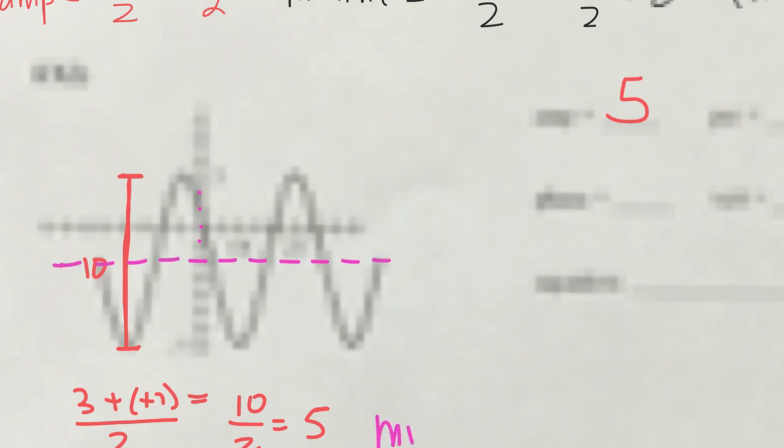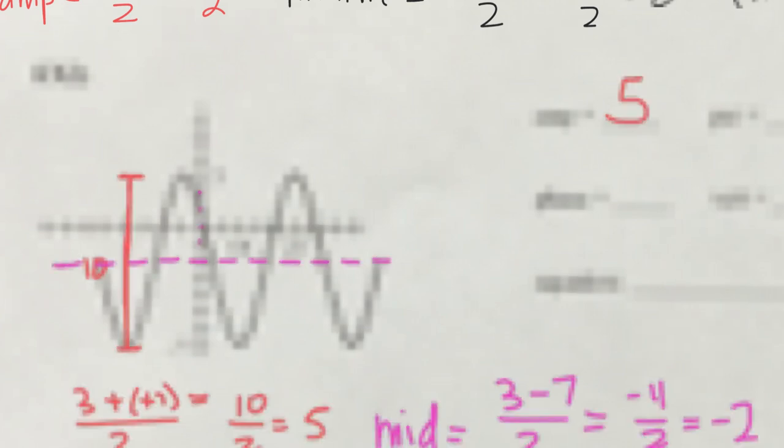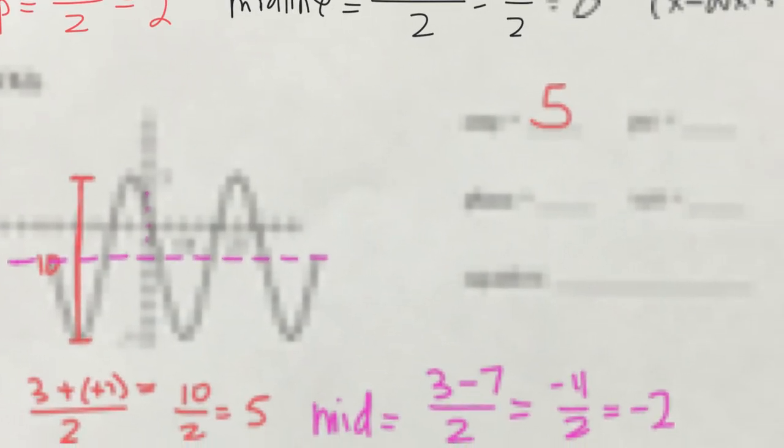Okay, so remember your midline is 3 minus 7 divided by 2, which is negative 4 over 2, which is negative 2. So this graph has been vertically shifted 2 units down from the x-axis. Okay, 2 units down, which means it's going to be a minus 2 when we get to your equation writing. Okay, let's look at the period.